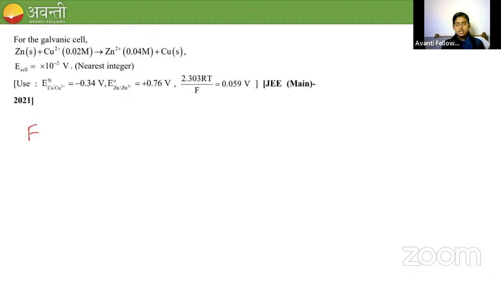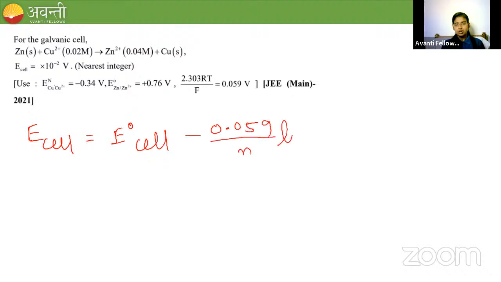So E cell is equal to E naught cell minus 0.059 divided by n into log of Q. This is what we have studied in the Nernst equation. So what is this Q? Q is the reaction quotient, where it is equal to the oxidized ion divided by the reduced ion.